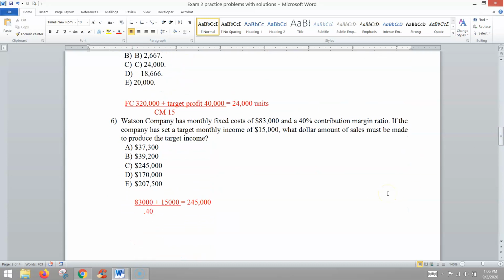On 6, Watson Company has monthly fixed costs of $83,000 and a 40% contribution margin ratio. If the company has set a target monthly income of $15,000, what dollar amount of sales must be made to produce the target income? So we're going to take our fixed cost plus that target net income, and we're going to divide this by the contribution margin ratio of 40%. So that tells us that we need to sell $245,000.